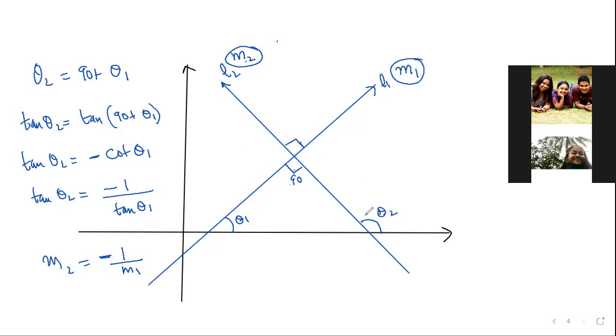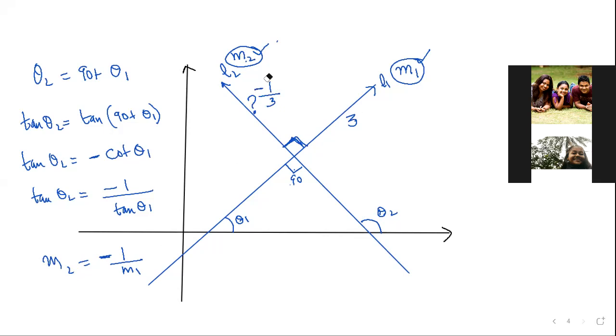If it is an obtuse angle, the slope will be negative. But my question here is, what is the relationship between these two slopes if the lines are perpendicular to each other? One slope will be the reciprocal of the other and also of opposite sign. If the slope of this line is 3, what will be the slope of this line? Minus 1 by 3, the reciprocal of 3 and also change the sign.